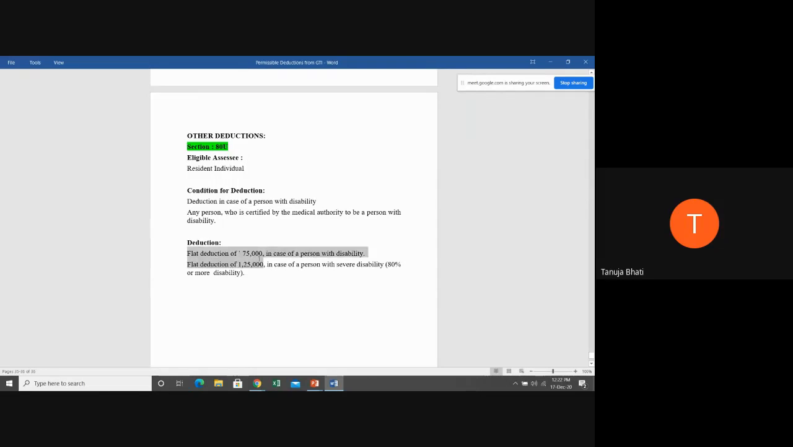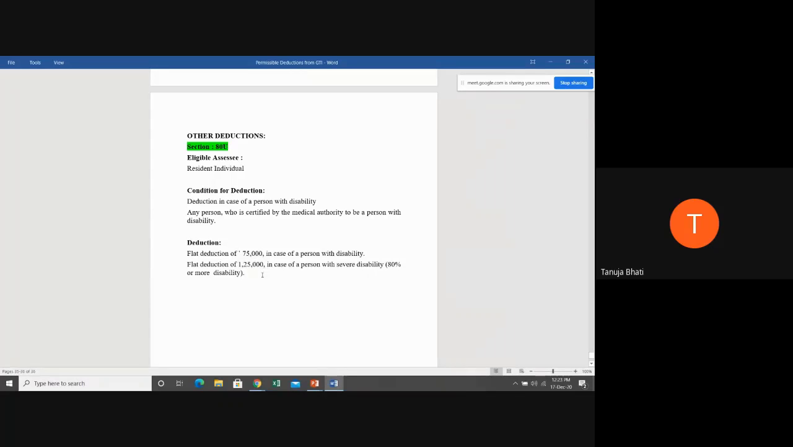Now, he is going to get a flat deduction of 75,000. In case a person with severe disability, he is going to get a deduction of 1,25,000. So suppose Mr. X is earning income, but he is disabled. He is not able to perform his duties as a normal person. Then he's going to get a deduction under section 80U, a flat deduction of 75,000. If it is a person with severe disability, he is going to get a flat deduction of 1,25,000.